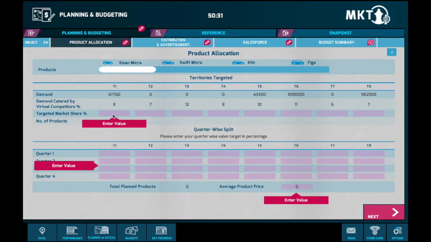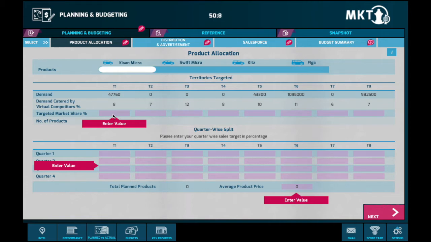You would then need to determine the overall market share. Having determined the product, you would need to determine the overall market share that you would like to target for the year, which will determine the overall products that you would be selling in the market. For example, you can target 100%. There's absolutely no problem in targeting 100% of the market share. It's more of a wish.